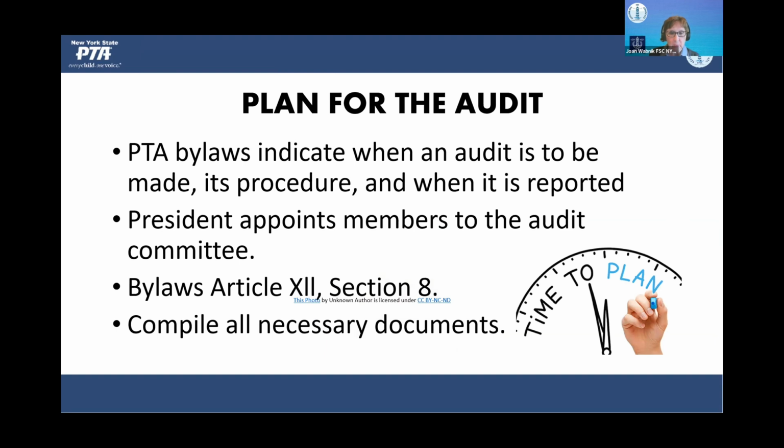Bylaws, Article 12, Section 8. An audit committee of no fewer than 3 members or a professional auditor shall be appointed by the executive board at least 2 weeks prior to the date the audit report is due. This committee shall examine the treasurer's accounts and satisfy themselves they are correct, and sign a statement of that fact to be presented for adoption by the membership at the first meeting of the succeeding school year. And just to note, a professional auditor would only be necessary if the accuracy cannot be determined, and it should be someone who is familiar with nonprofits.